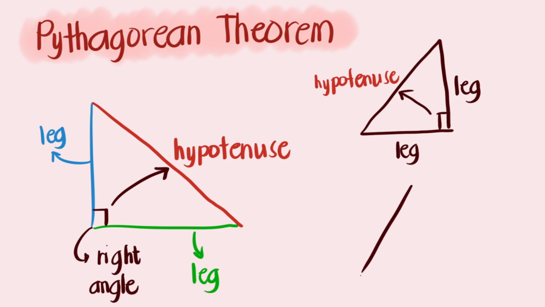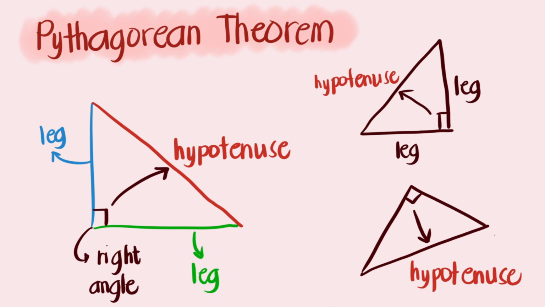How about this triangle? The right angle will be the corner with the sides forming a 90-degree angle, so it should be this one. The side across the right angle is the hypotenuse, and the remaining sides are the legs of the triangle.